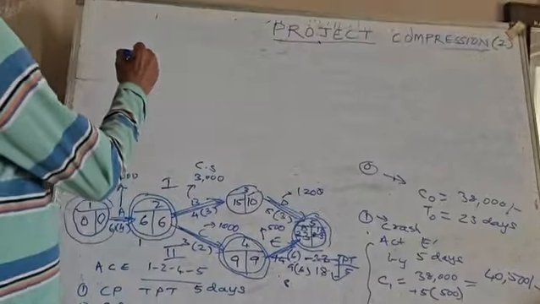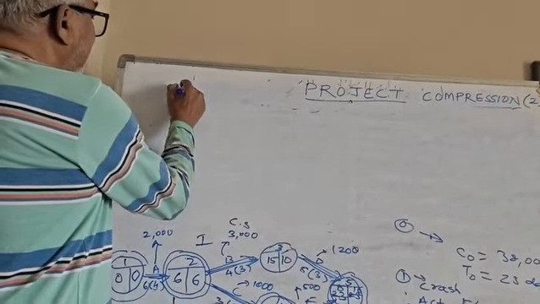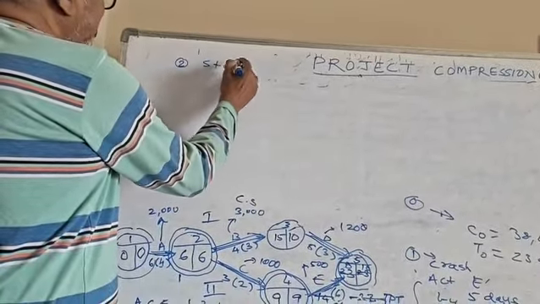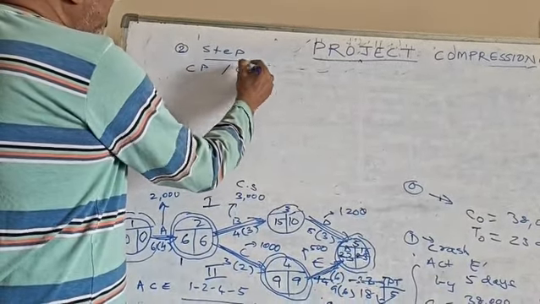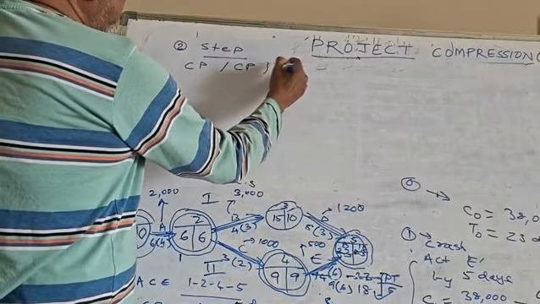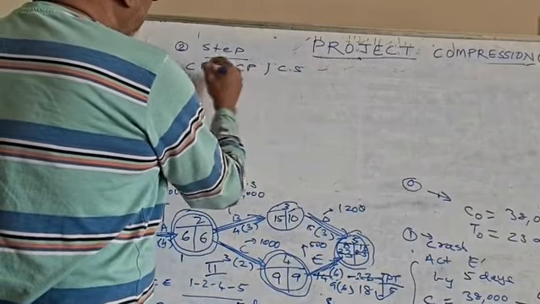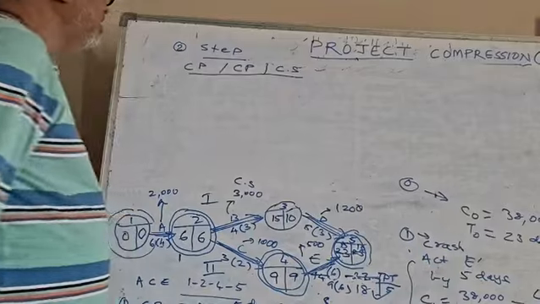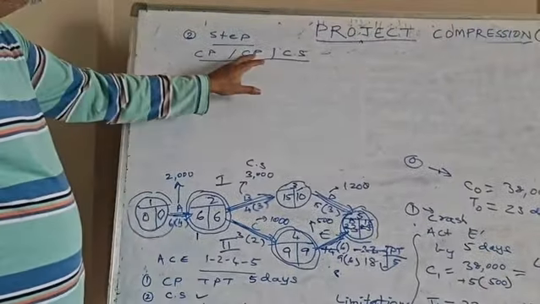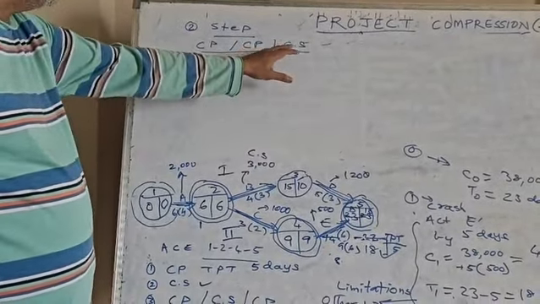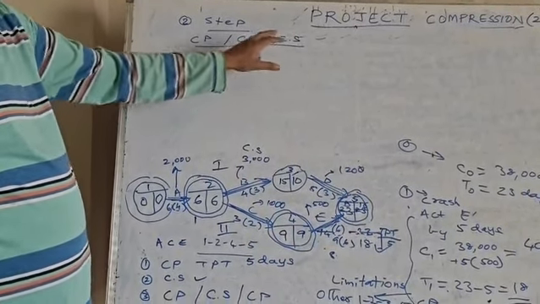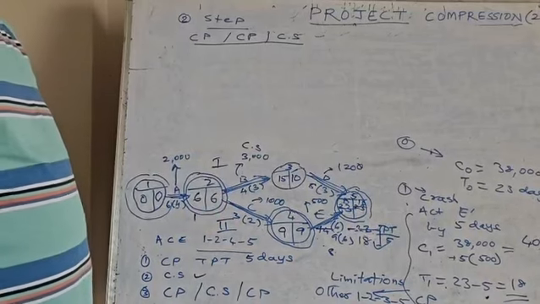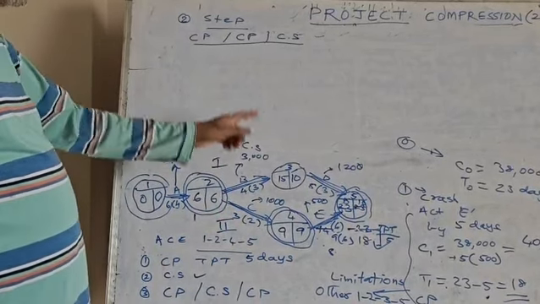Then going to the second stage, or second step we call. Here again you have to see the critical path, crash potential, and the cost slope. These are the three things you always have to remember: critical path, crash potential, and cost slope. These are the three C's. Always you have to check here.